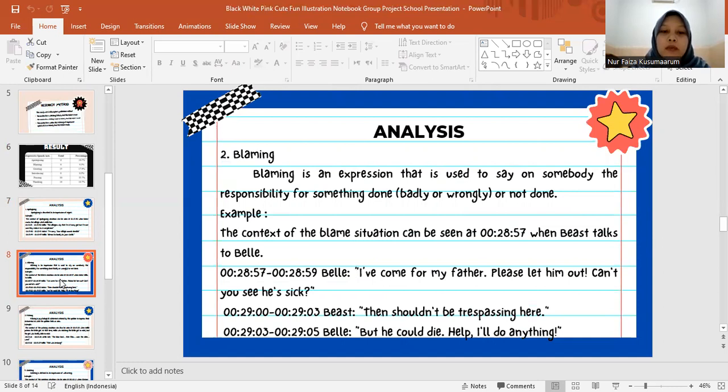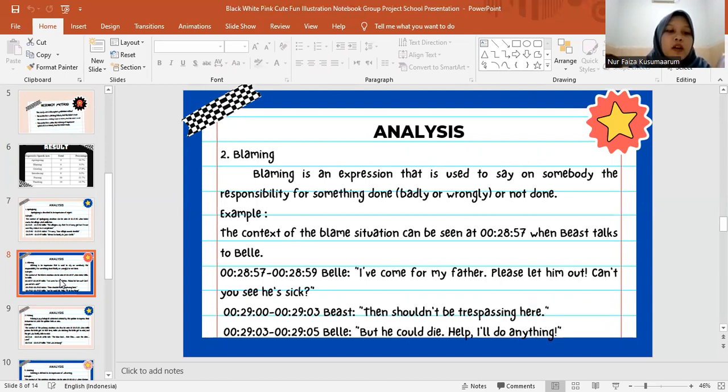The second, blaming. Blaming is an expression that is used to say on somebody the responsibility for something done badly or wrongly or not done. For the example, the context of the blame situation can be seen at 29 minutes when Beast talked to Belle.